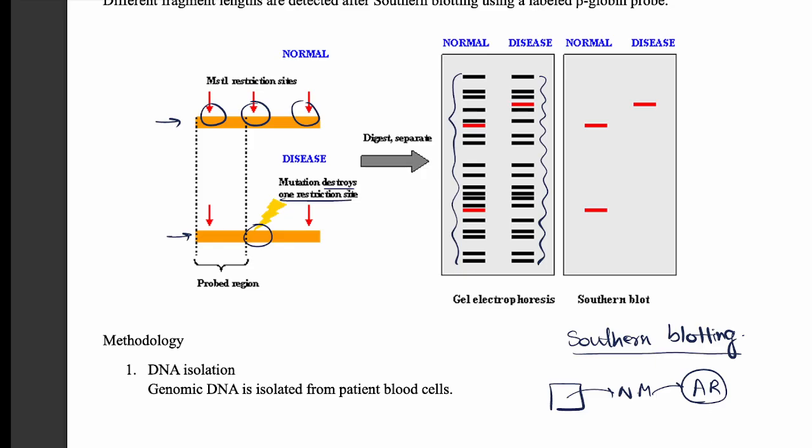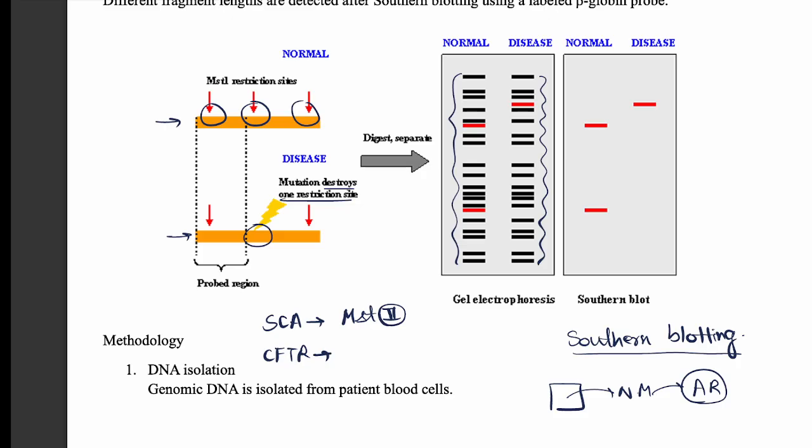Now, a very important thing that you need to know is that in sickle cell anemia, generally what happens is that the MST2 restriction site is removed. But in the CFTR gene, when the mutation occurs, there is no such specific restriction site which is removed. So how do we detect?